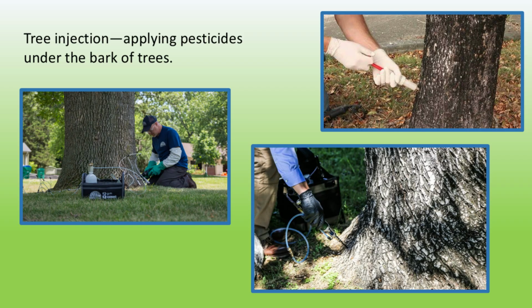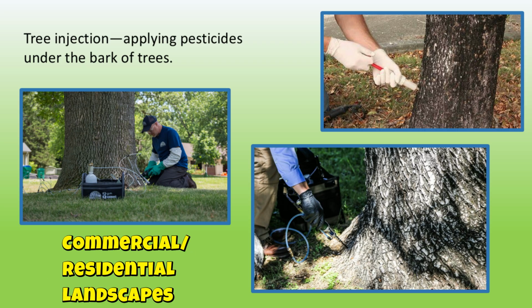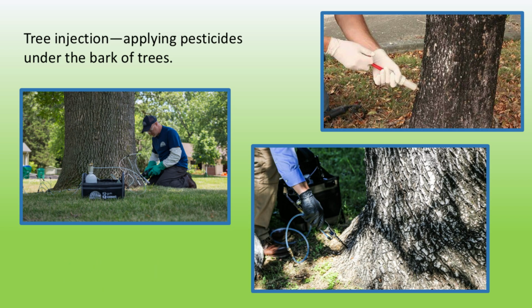Our next treatment type is tree injection. This would be applying pesticide under the barks of trees. This would be something that would be common in parks areas and even in commercial and residential landscapes when you're trying to protect trees from insects and disease. This could also be something done by the forestry department in certain areas. So keep in mind there's a lot of different applications and a lot of different ways this could be used.